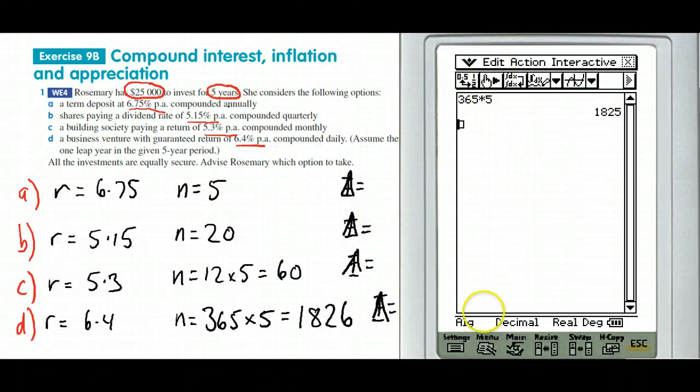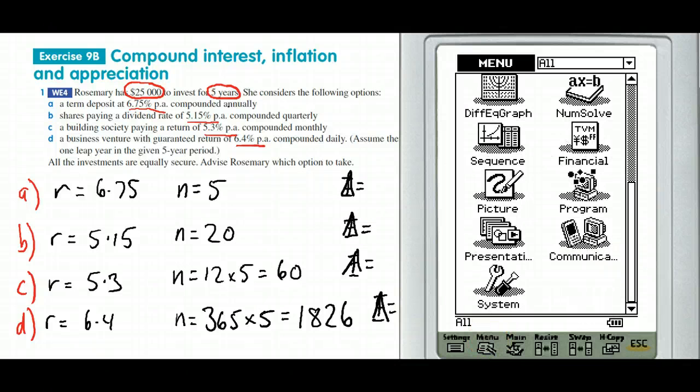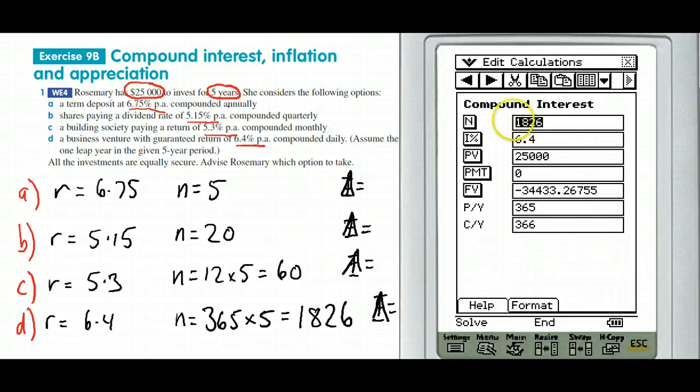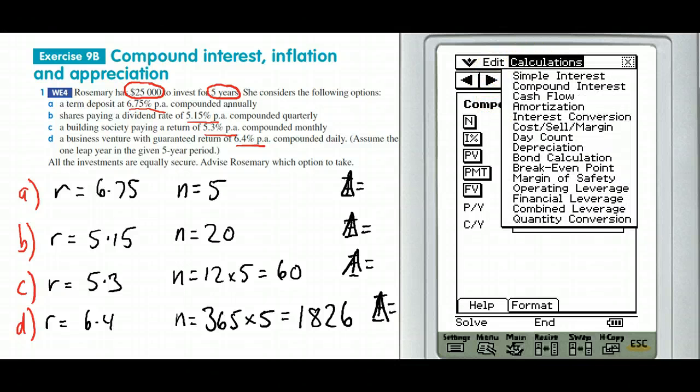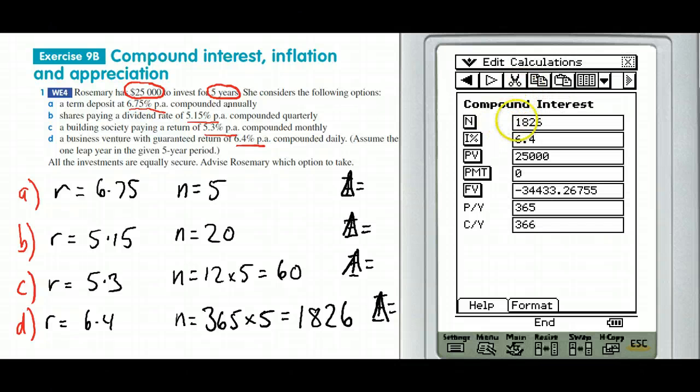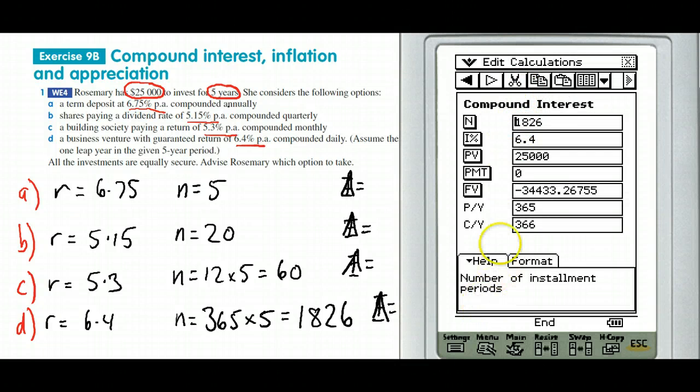For the first one, to do these we're going to go to menu and we're going to go to the financial calculator here. And it straight away comes up with compound interest, but if it didn't come up straight away, we just go to calculations, compound interest, there it is. And let's bring up this help box. That helps us to know what we've got to put in each of these tabs. So for the first one, we've got to put the number of installment periods, which is n. For the first of our situations, n is 5. The interest rate is 6.75.